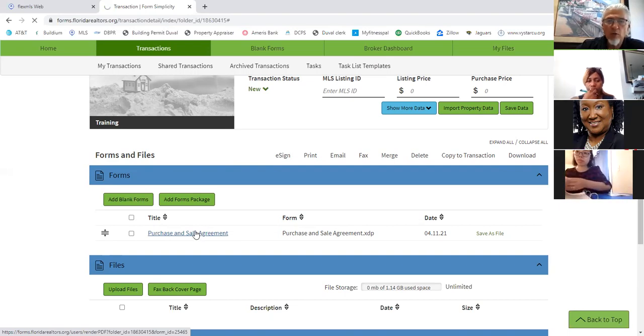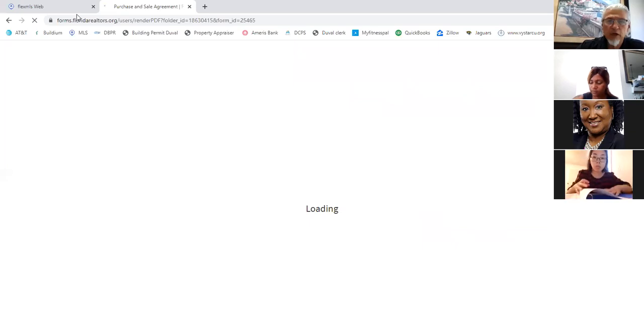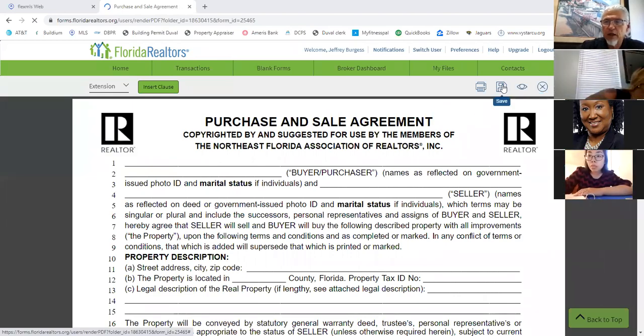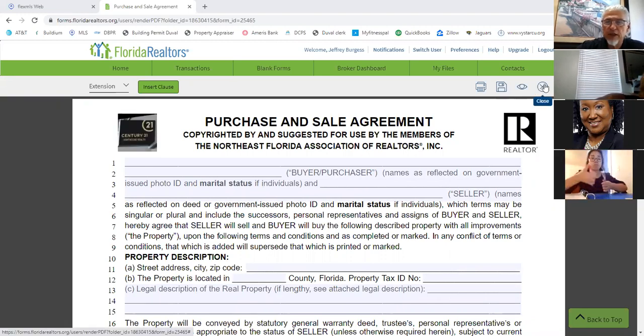Okay, so now we're opening the purchase and sale agreement as if we were going to edit it for a customer. And you'll notice that as soon as it loads, there's the purchase and sale agreement. And you'll note when you're in this mode here, you've got a save button, you've got a print button, and an X out. So in order to save what you've done and go back to the transaction, you would save it and then X out, and it would take you back to the transaction.